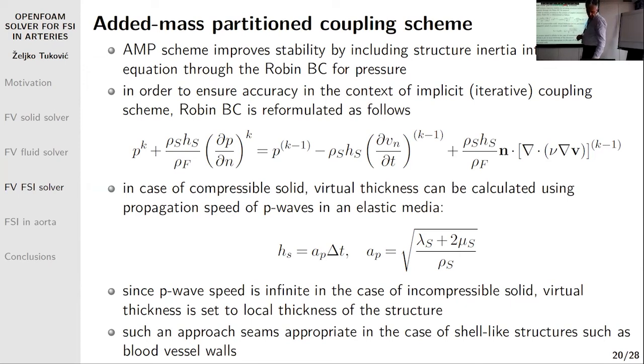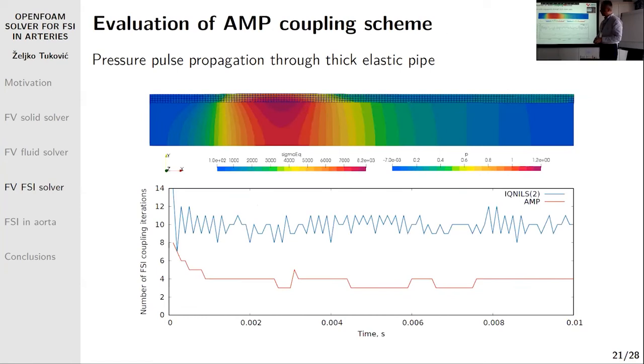But I still have a problem when I have thick bodies, incompressible bodies: how to calculate these virtual thicknesses. Here you see I am comparing the performance of the added mass partition scheme with IQN-ILS. Two means that I'm using 2 previous time steps. And you can see how many outer iterations I need to reach a converged solution.